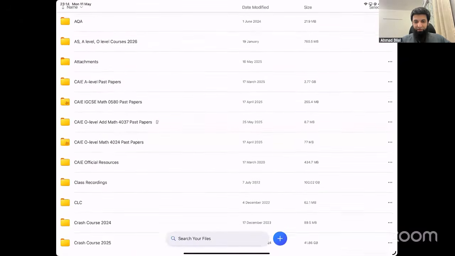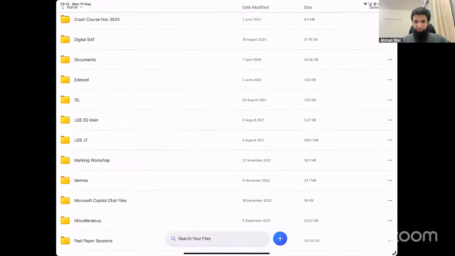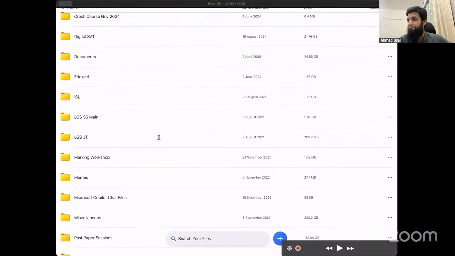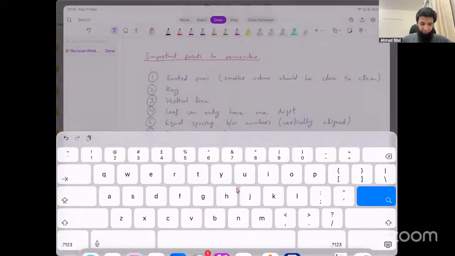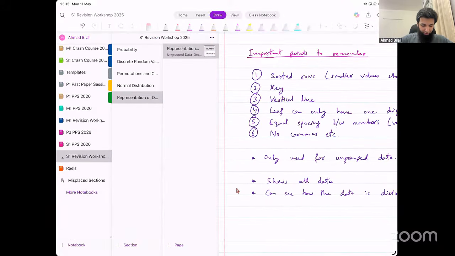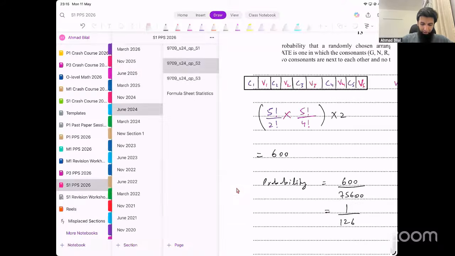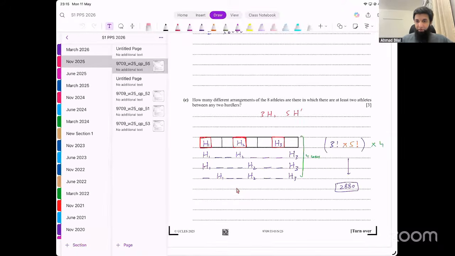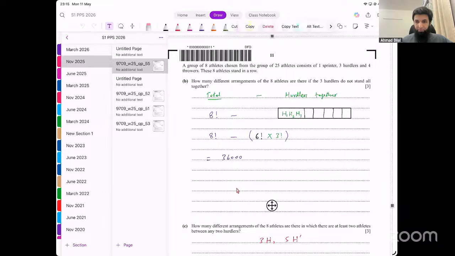Fatima, is it from the last 5 years? Is it from the last 5 years? November 25. Okay, let me open that. Acha, I was looking at the wrong notebook. November 25. Paper.